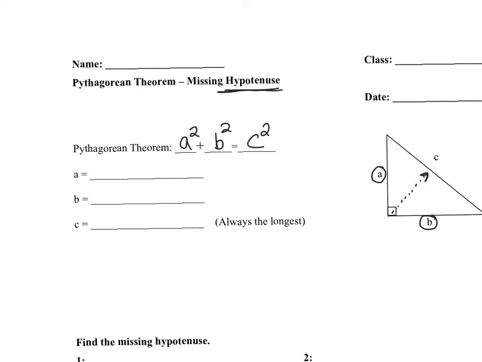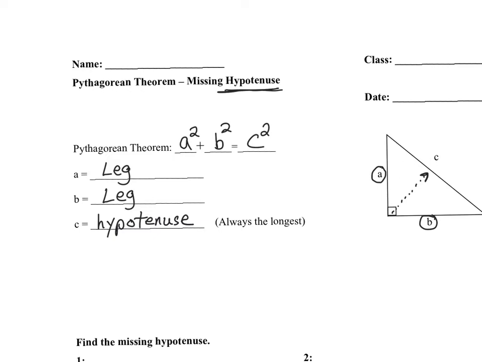Okay, so A is referred to as a leg, B is referred to as a leg of that triangle, and C is referred to as the hypotenuse. Hypotenuse.